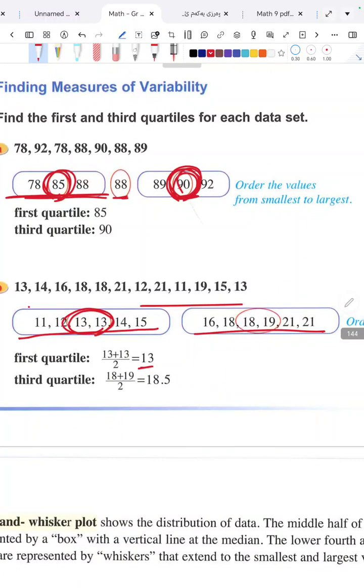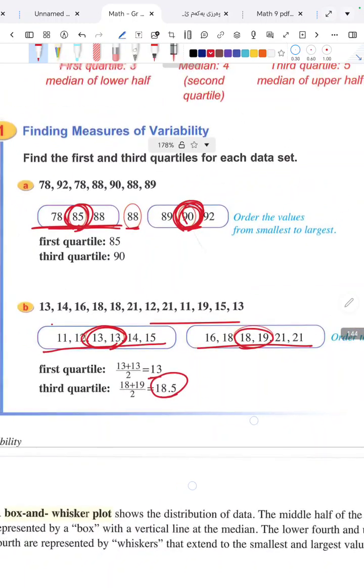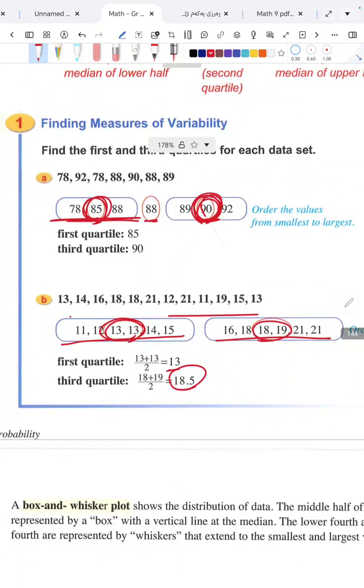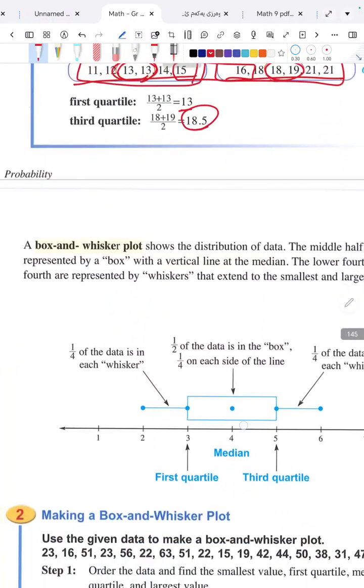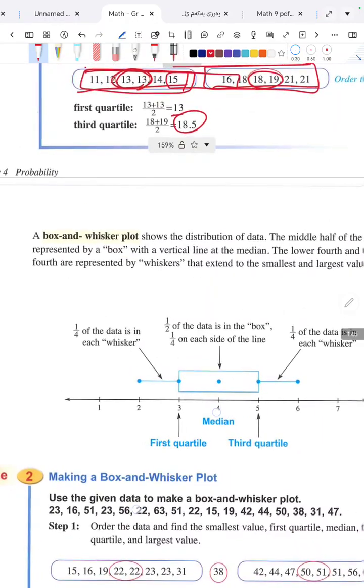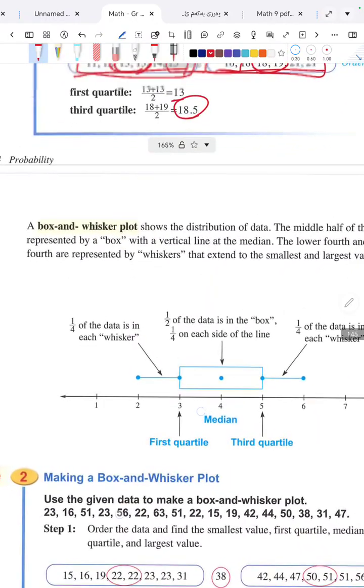Then third quartile for the upper half, we have 18 and 19. Again, add them, then divide by 2, which equals 80.5. Okay. As you can see here, if they ask for median, we have 15 and 16. Then add them, divide by 2. But when you find the first quartile, you have to count 15 with the lower half and 16 with the upper half.